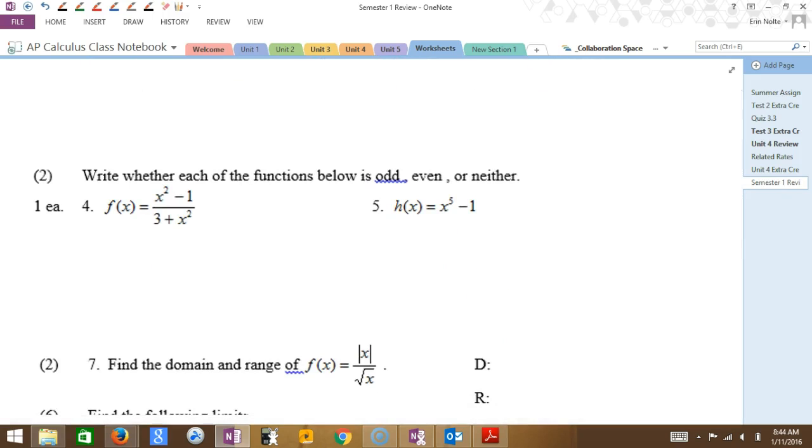Okay, even, odd, or neither. How do I decide if something is even, odd, or neither? There's two ways I can go about this. Even. Okay. The exponent. Kind of. I wouldn't say necessarily the exponents. That does absolutely help.